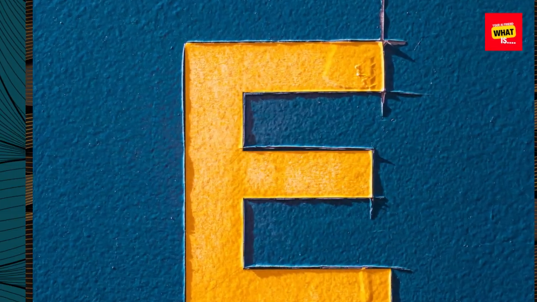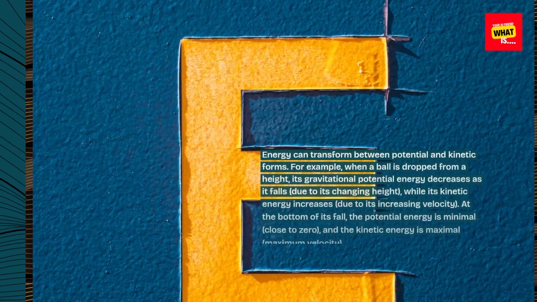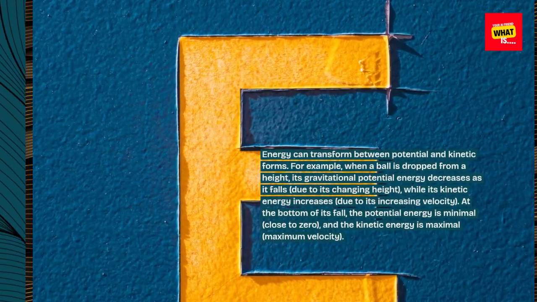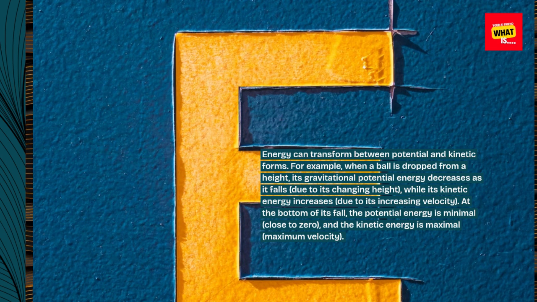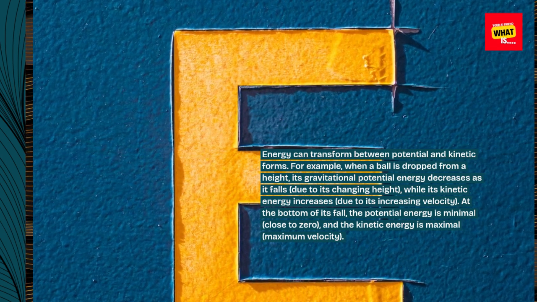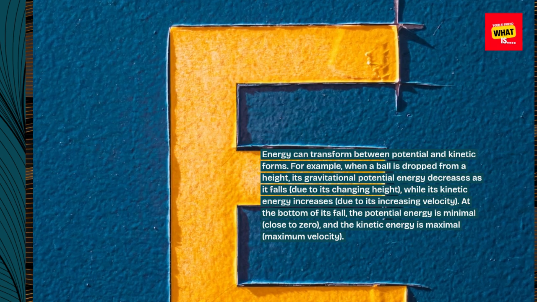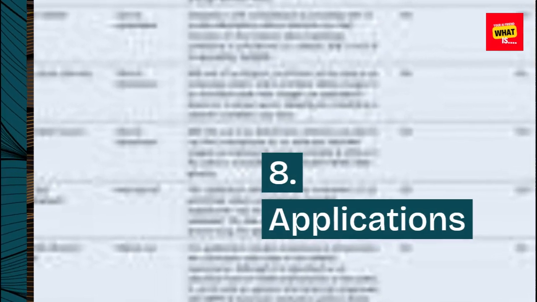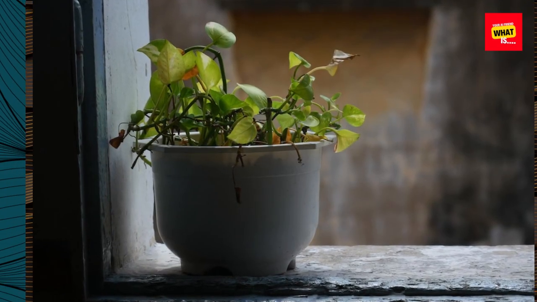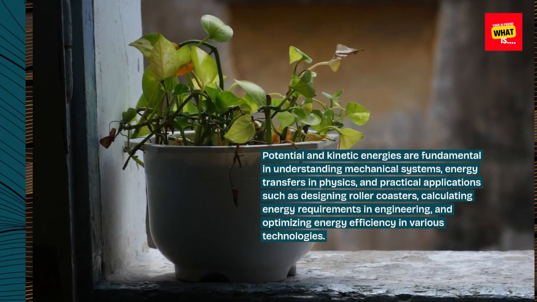7. Transformation. Energy can transform between potential and kinetic forms. For example, when a ball is dropped from a height, its gravitational potential energy decreases as it falls due to its changing height, while its kinetic energy increases due to its increasing velocity. At the bottom of its fall, the potential energy is minimal, close to zero, and the kinetic energy is maximal, maximum velocity.